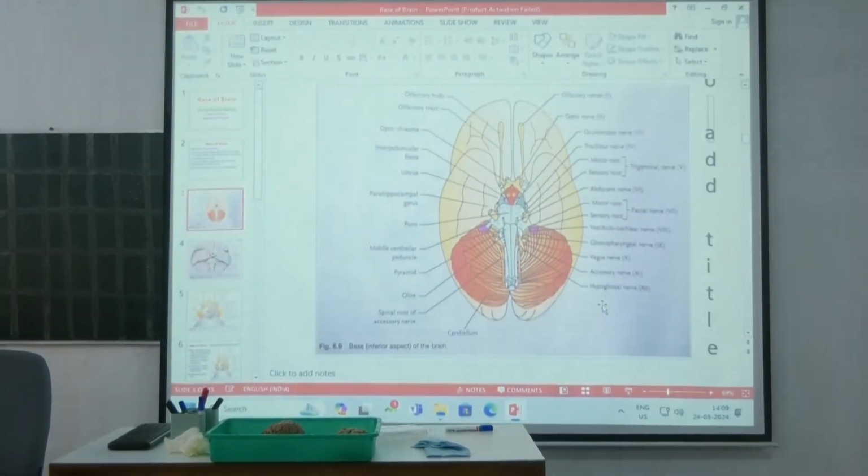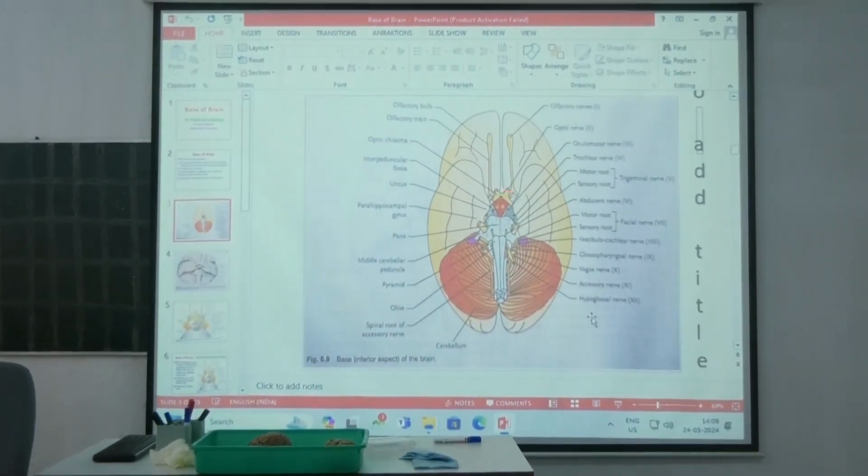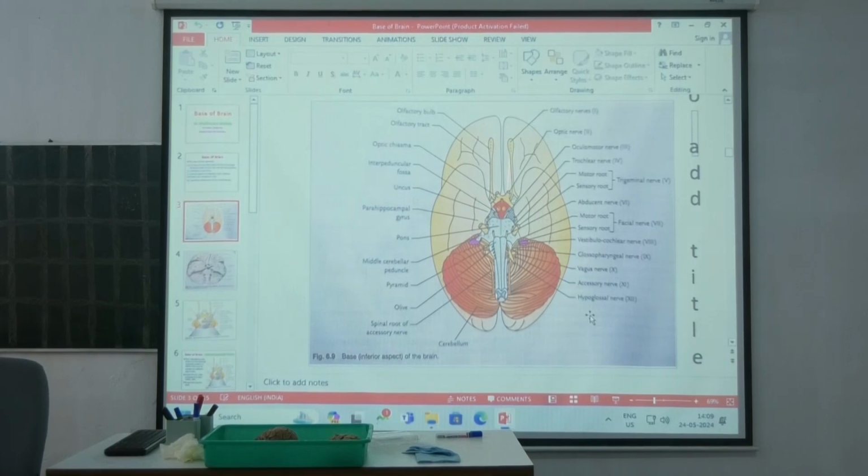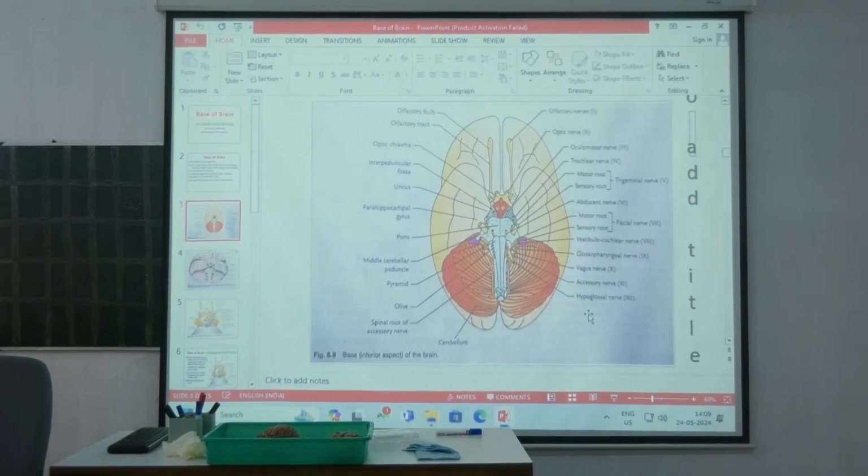Okay, so we have seen all the 12 cranial nerves. See here, first is the olfactory nerve. It lies in the olfactory sulcus of the orbital surface. This is the olfactory bulb and olfactory tract, dividing into two olfactory striae. In between the two olfactory striae, you can see a dotted structure; these are the anterior perforating substances. These form the roots of the first cranial nerve.